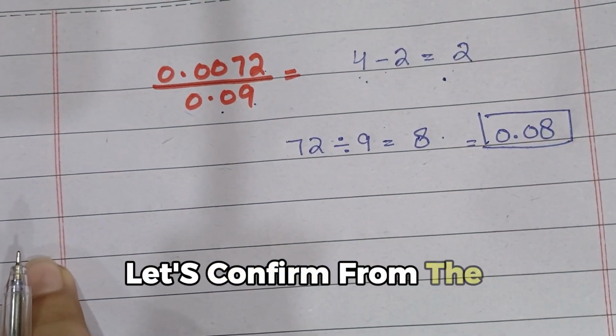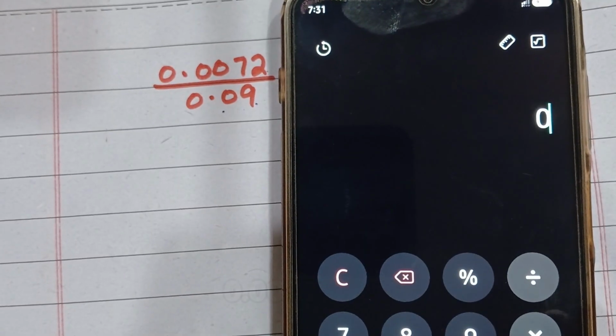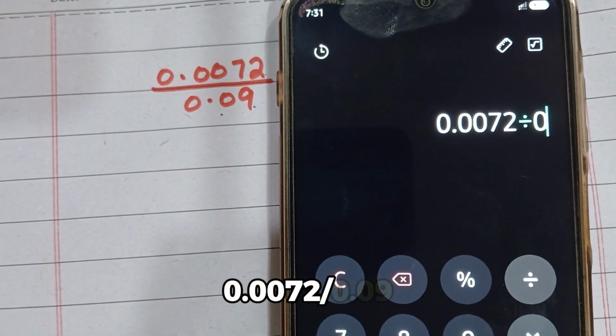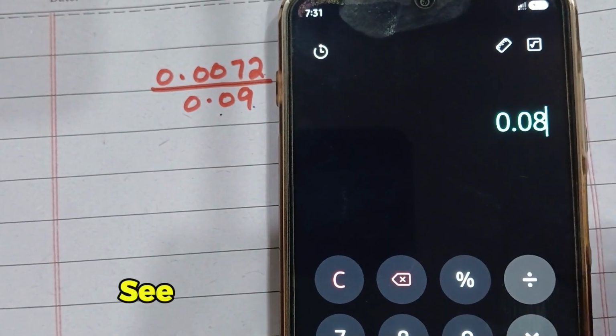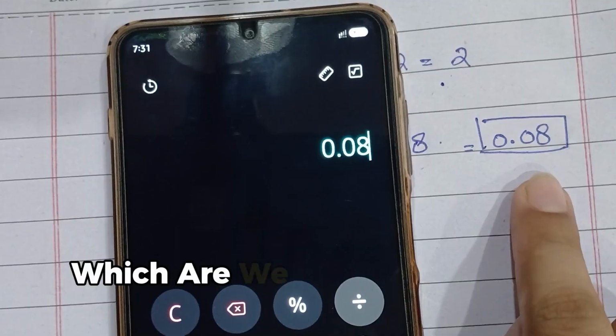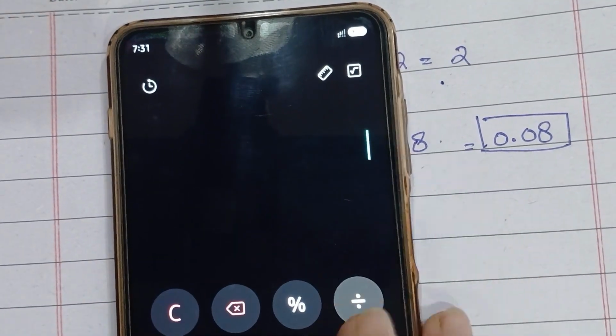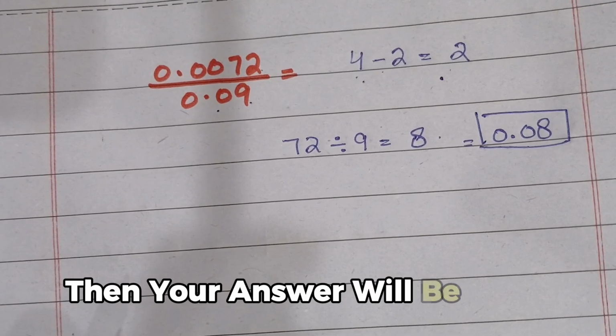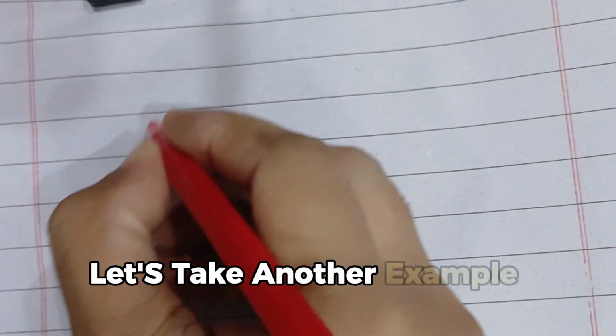Let's confirm with the calculator. 0.0072 divided by 0.09. See, our answer matches what we did without the calculator. You just need to stay focused, then your answer will be right.